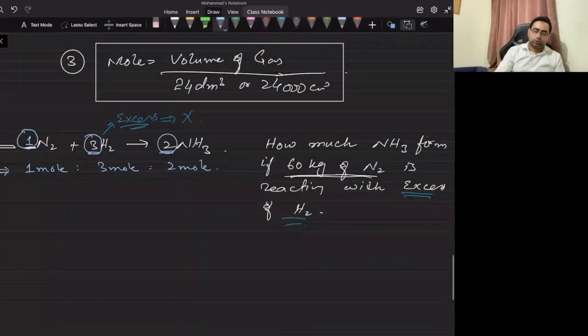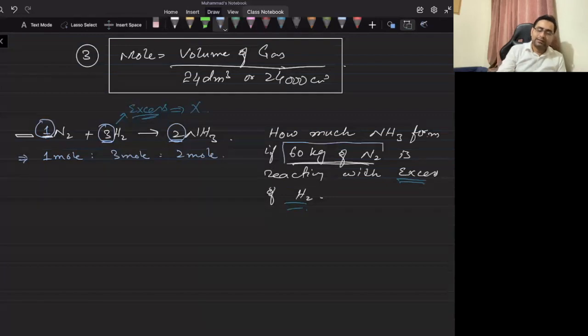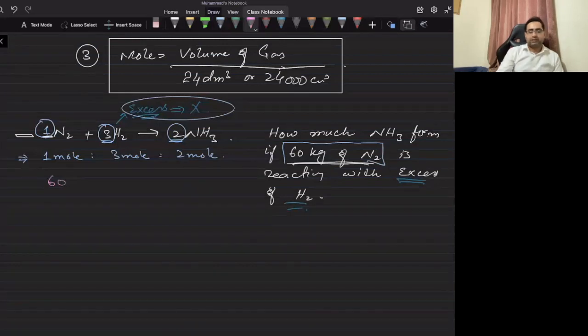Now find out number of mole of reactant which is given to you. This is 60 kg of nitrogen, and the other is in excess, so we will ignore hydrogen. So our main focus will be on the nitrogen. So how can we find out mole for 60 kg of nitrogen? This is 60 kg over Mr. Mr of nitrogen is 28. So this is the number of mole. Now try to find the number of mole for this, 60 over 28. This is 2.14.